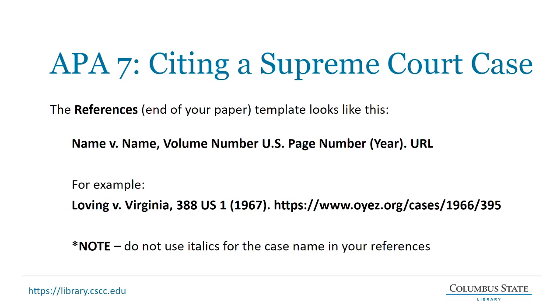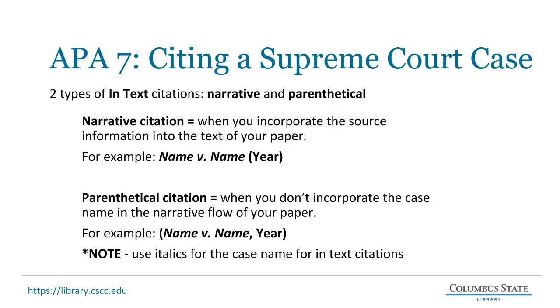Next, we'll talk about in-text citations. Just as a reminder, there are two different types of in-text citations, narrative and parenthetical. Let me explain the difference. You use a narrative citation when you incorporate the source information into the text of your paper. In that case, you would use the name versus name format in your paper and then include the year in parentheses immediately after the case name.